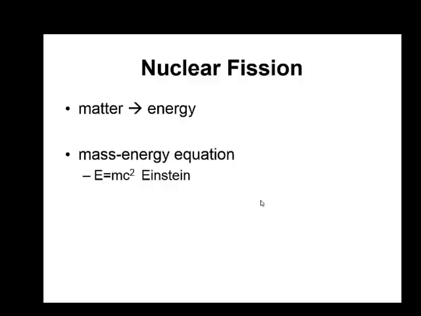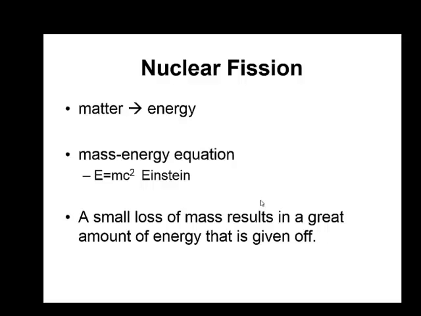So Einstein came up with this equation to show us if you have a certain amount of mass, how much energy actually will come out of that mass to energy conversion. What this results in, a small loss of mass, means a great amount of energy that's given off, because you're always multiplying the amount of mass lost by the speed of light squared, which is a large number.